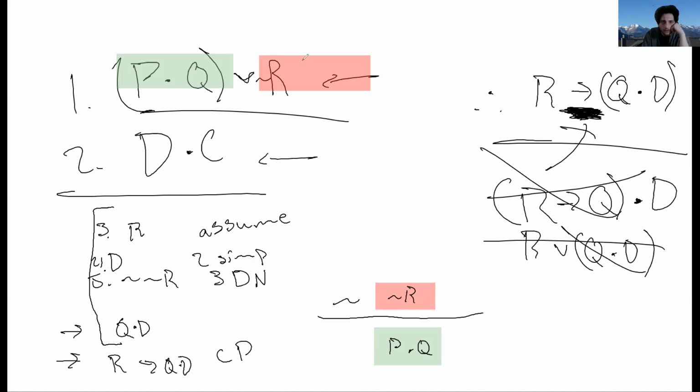And so now I've set myself up, and actually I do have a match, right? Now I do have not R. And so now I can give myself the green part, P and Q down there. So you know what, I'll even just throw that right there. You can just do this.